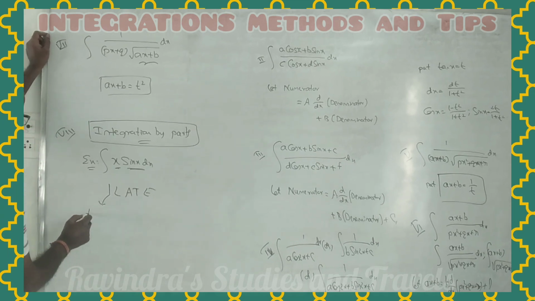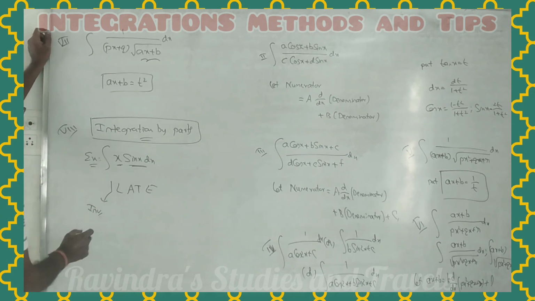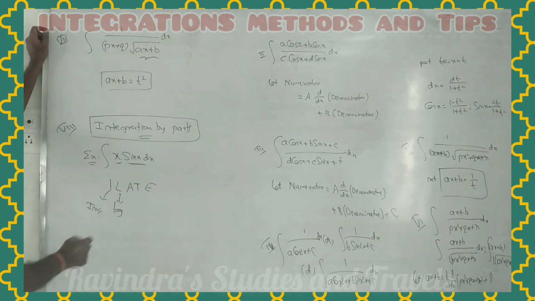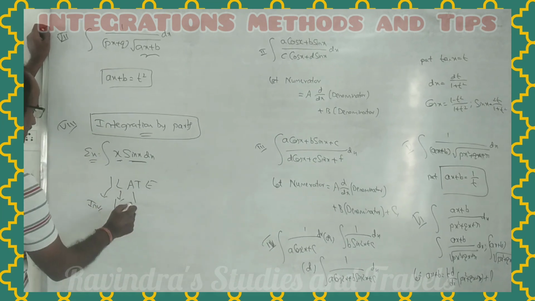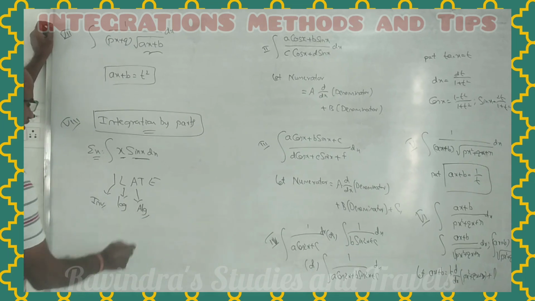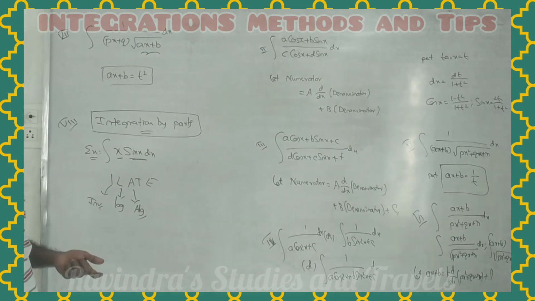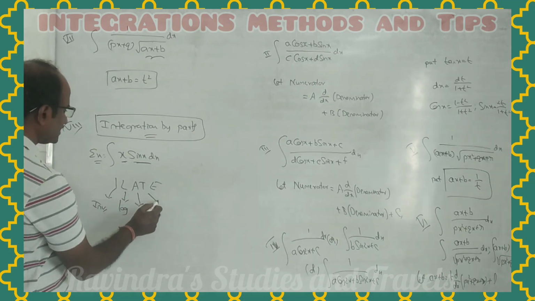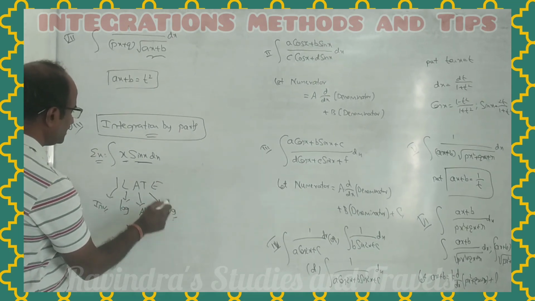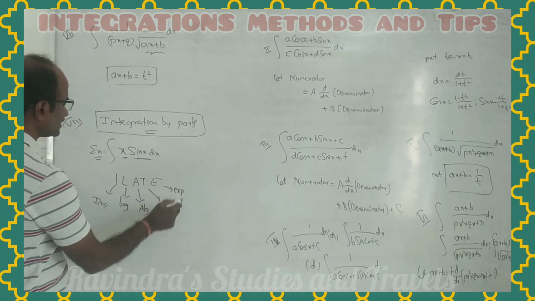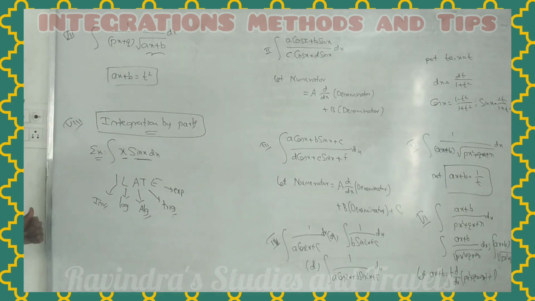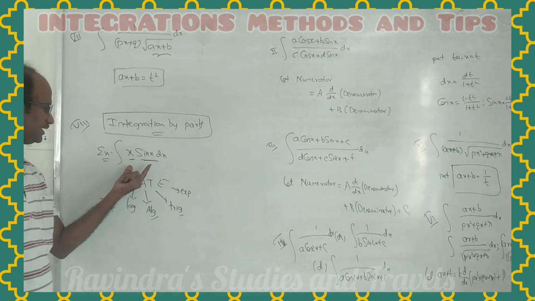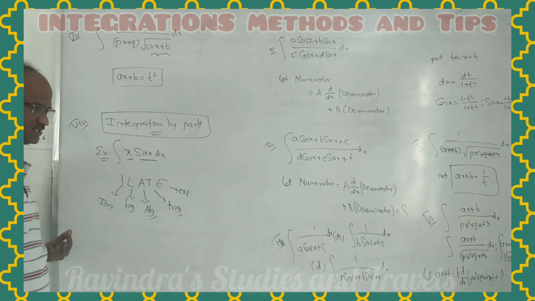I stands for inverse functions, L stands for logarithmic functions, A stands for algebraic functions. Algebraic functions means numbers also will be considered as algebraic only, x, root x, 1 by x, all that. T stands for trigonometric functions, E stands for exponential functions like a power x, e power x, etc. Okay. Now, whenever a function is given to be integrated like this, you should check the order first of all.